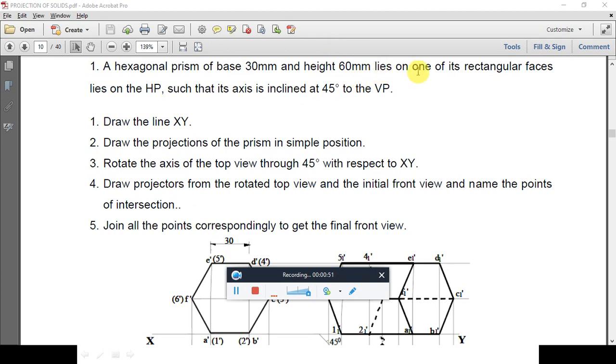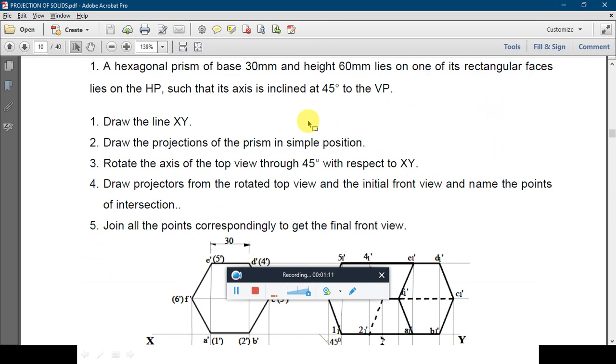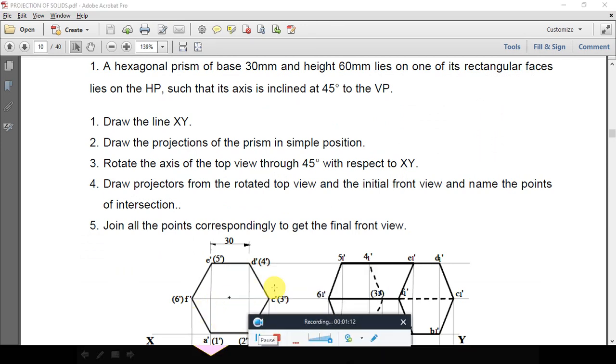And listen, it is not edge resting. It lies on its rectangular face. It is going to rest on the rectangular face on the HP, and its axis is inclined at 45 degrees to VP. So before getting into this problem, I wanted to share something. In the question it is given that the axis is inclined at 45 degrees to VP.